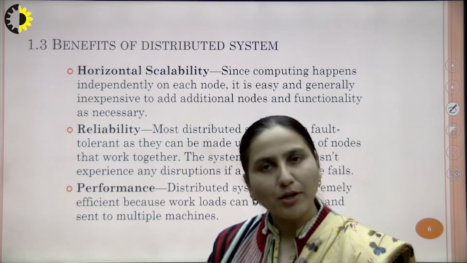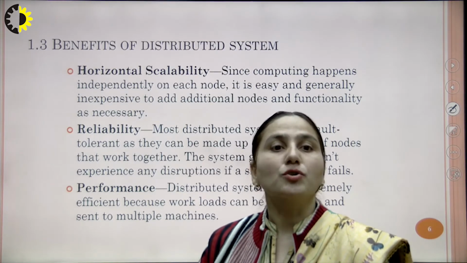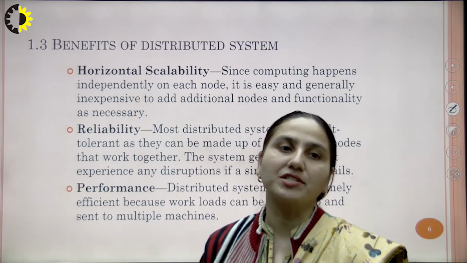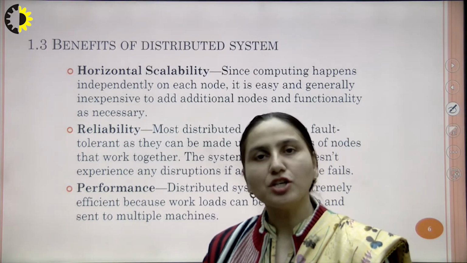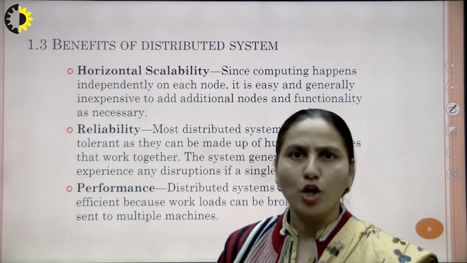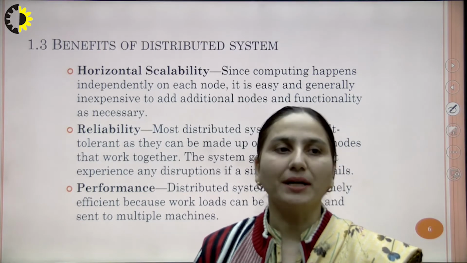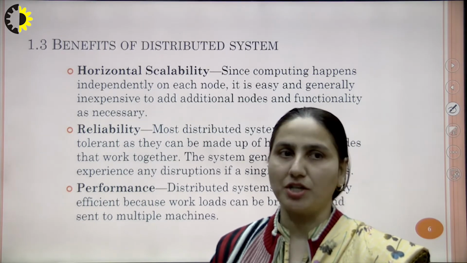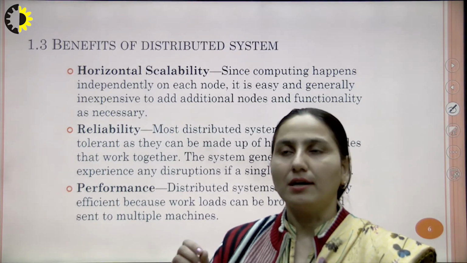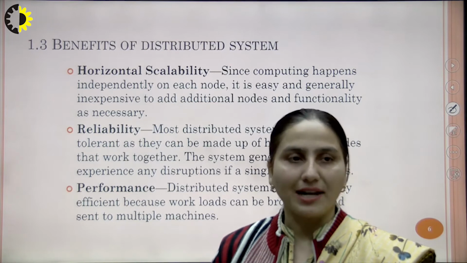What is performance? Why do we want a system to be a better system in terms of the load that it is having? Distributed systems are extremely efficient because workloads can be broken up and sent to multiple machines. Whatever the load is in the complete system, and we have a number of different nodes and systems, nodes and systems being basically the same thing, that load can be broken up and sent to multiple machines. So in terms of performance, it is extremely efficient, which is again one of the most important advantages of this distributed system. There is scalability, there is reliability, there is performance.